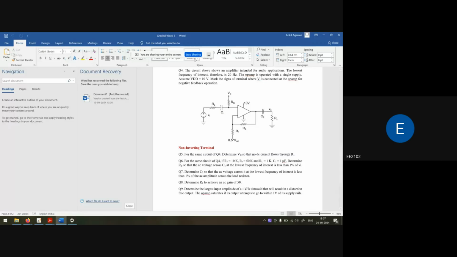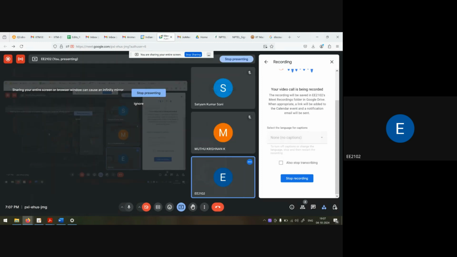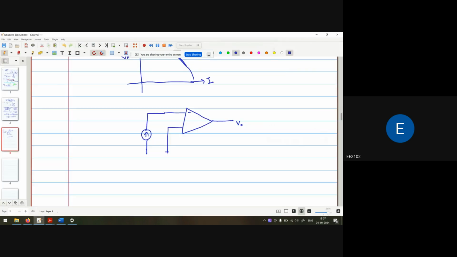Sir, I think your screen is not visible. Yes, I'm sharing my screen. So this is the resistance, 1 kilo ohm. Please check the question. Is it correct or not?